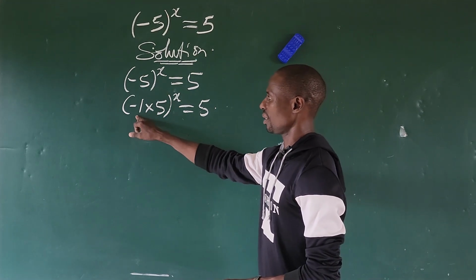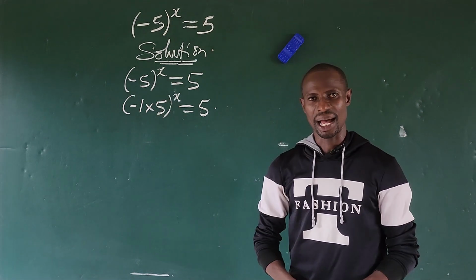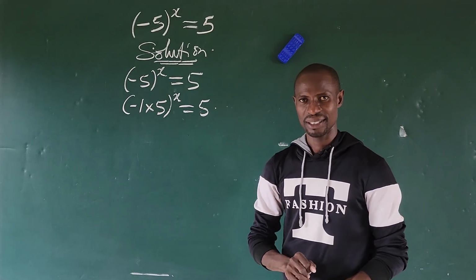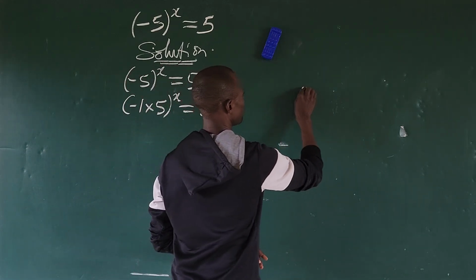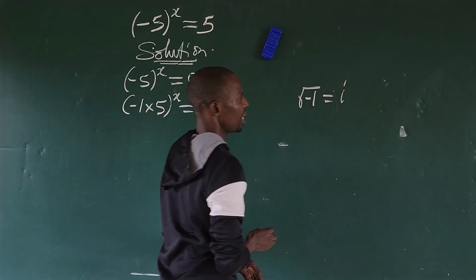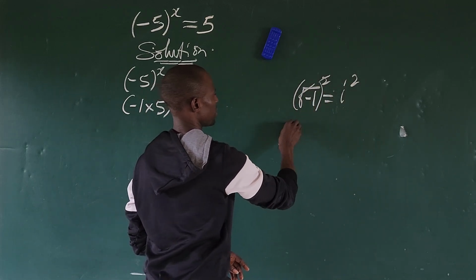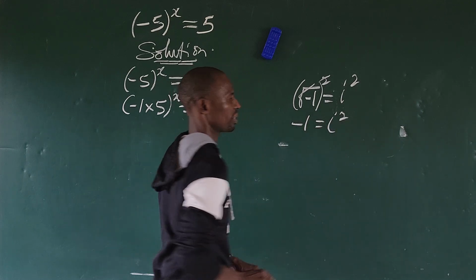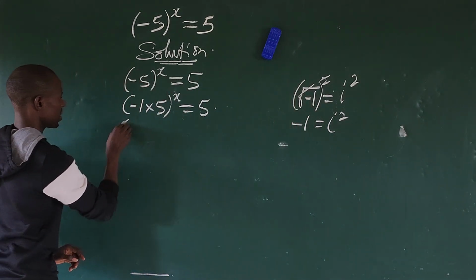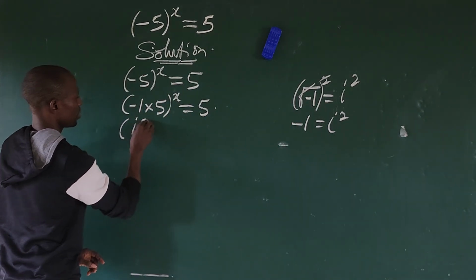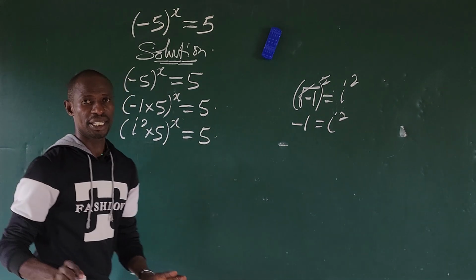Because we know that if we use the Euler identity, this is going to give us e to the power of pi i times 5 here. Okay, but let's use the simpler format for this. So remember that our square root of minus 1 is equal to our iota. So if we want to remove the square root, we square both sides of this equation. So this will give us minus 1 is equal to iota squared. So we can replace our minus 1 with iota squared here. So this is going to give us (i² × 5)^x = 5. Easy. Okay?